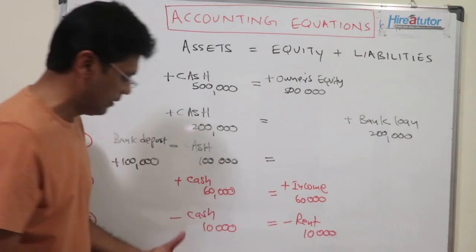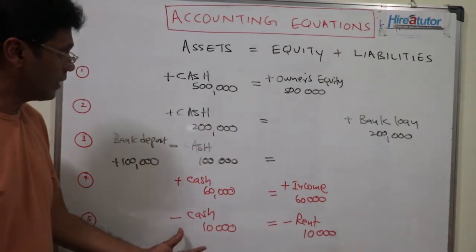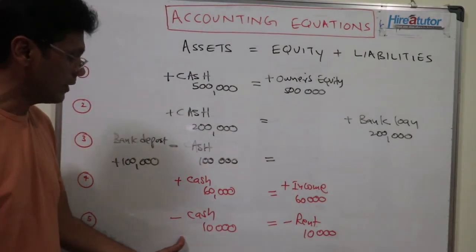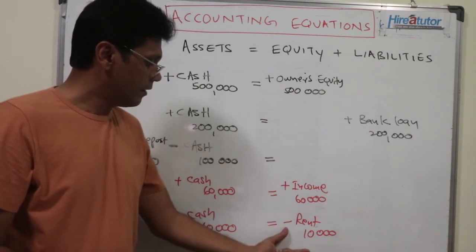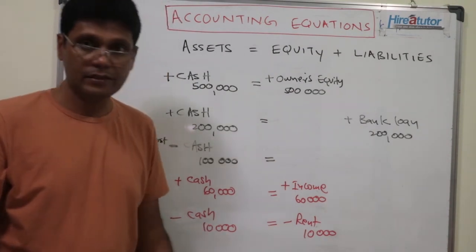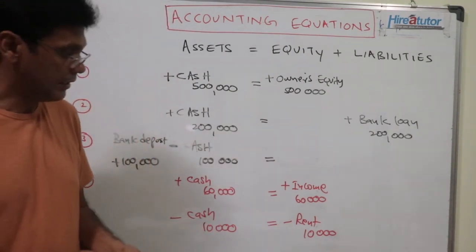So what is the impact? On the asset side, cash reduced by 10,000. On the equity side, equity reduced by 10,000 for the rent expense.